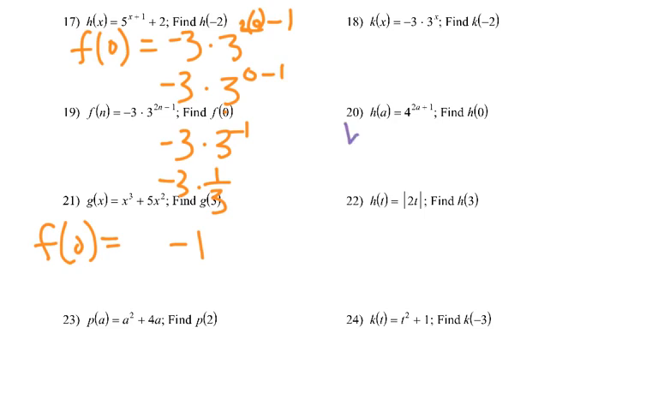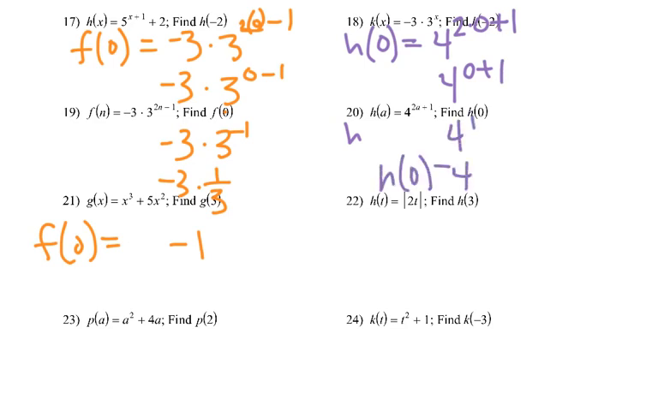And finally 20, let's do it up here. h of 0 equals 4 to the 2 times 0 plus 1. 2 times 0 is 0. 0 plus 1 is 1. 4 to the first is just 4. So h of 0 equals 4. Okay, so that's the next group.